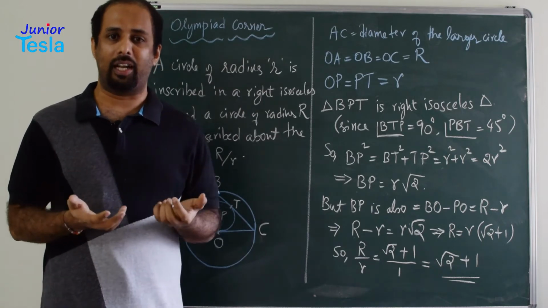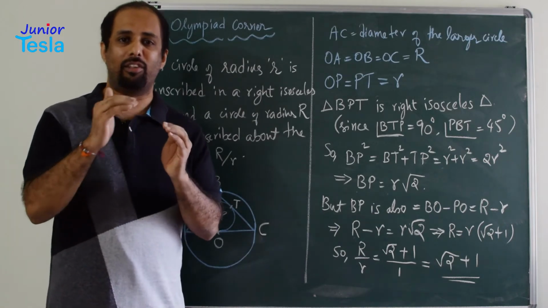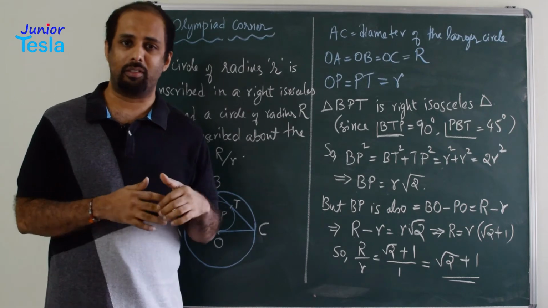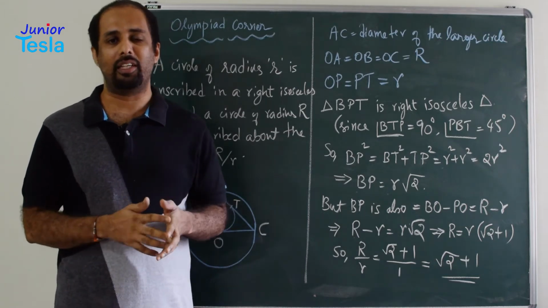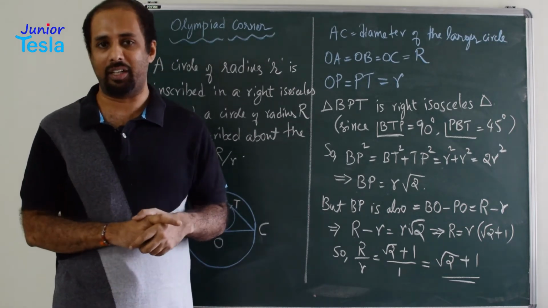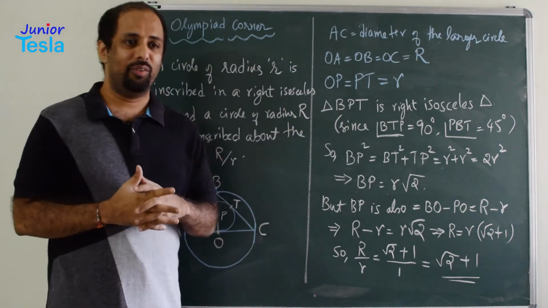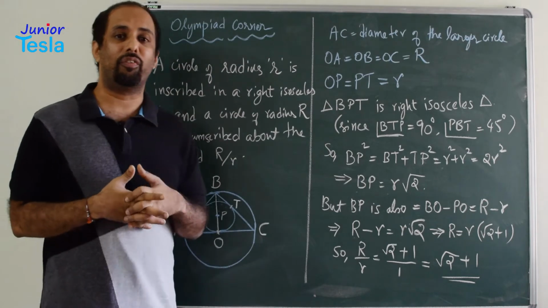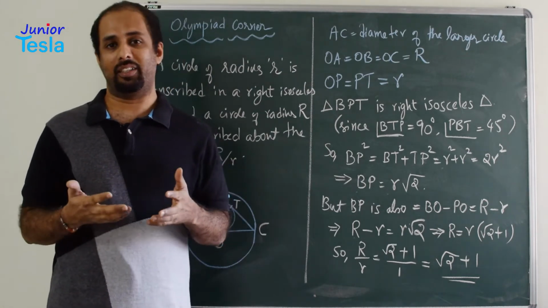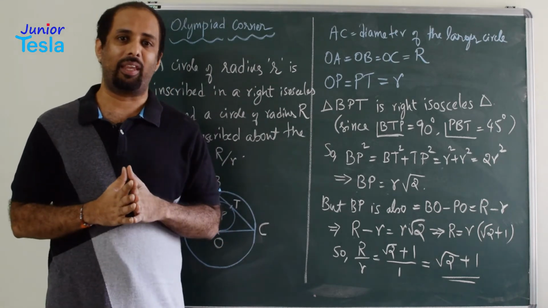Inscribed in a triangle means the circle is touching all the three sides of the triangle, whereas circumscribed about the triangle means it is passing through all the three vertices of the triangle. So we have one triangle and two circles. Now what they are asking is, they are asking you to find the ratio of the radii. So capital R divided by small r.